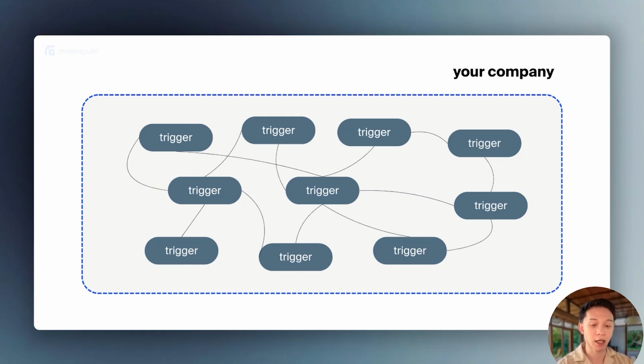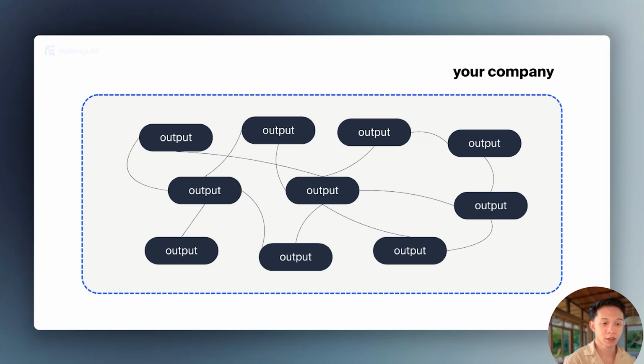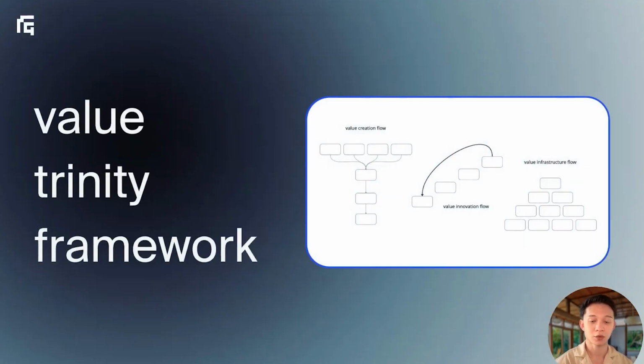So every company is basically a series of processes interlinked with each other, triggers that are interlinked with each other, and therefore outputs. So in summary, your company is a series of outputs. That's the value that you create in a company, and the value that you capture out of your company also. Now, I want to introduce you then to the value trinity framework.